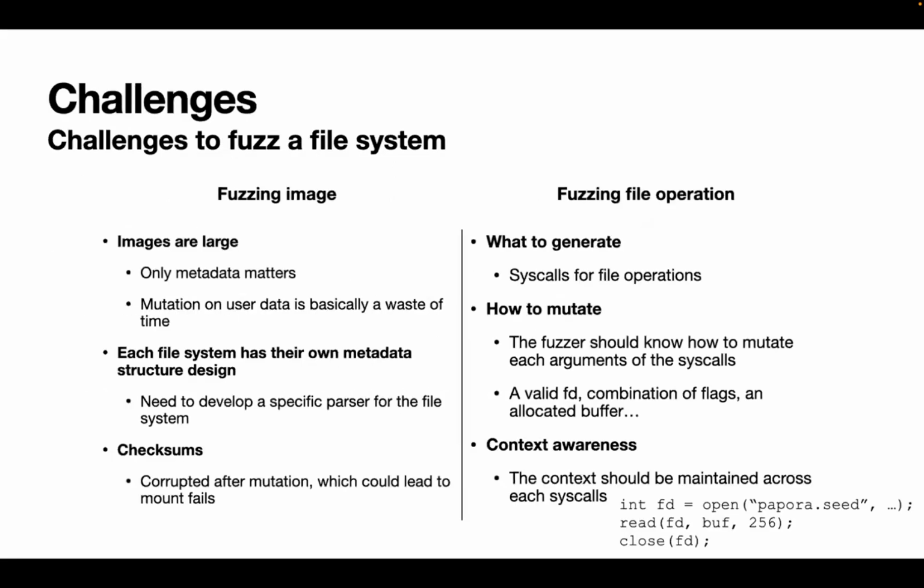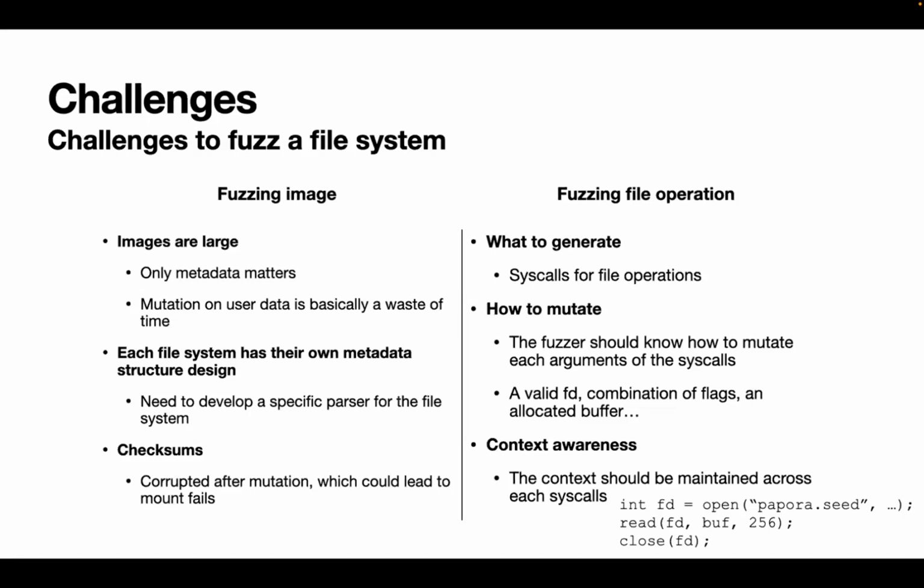There are lots of challenges in fuzzing a file system. As we mentioned, there are two factors, image and file operations, that can be mutated for finding bugs. For example, an image is quite large in size for fuzzers, and fuzzers cannot handle such a big bulk of data. Moreover, for an image, only metadata matters. Mutating user data like file contents is basically a waste of time because it cannot trigger any bugs at all.